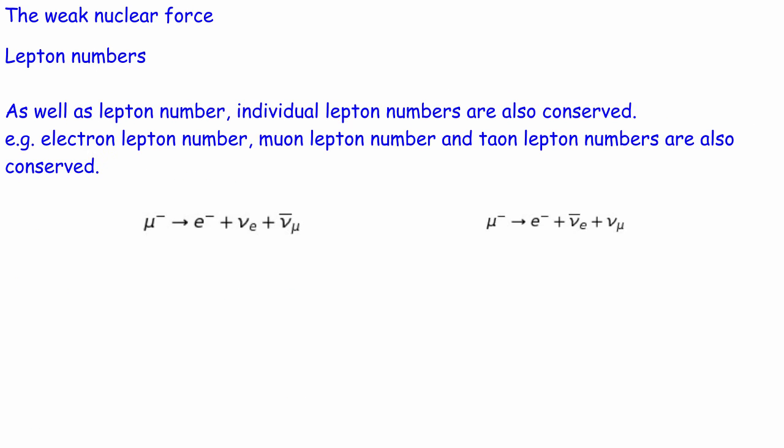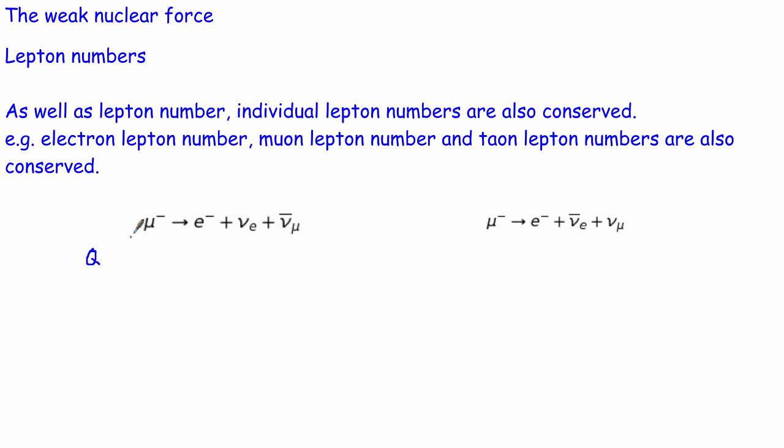So the final thing I need to have a look at is basically an extension of the conservation laws. Because as well as lepton number, as in whole lepton numbers, individual lepton numbers are also conserved. So I've got two interactions here and I want to know basically what's going to happen. So one of these can happen, one of these can't, and I want to know which one can.